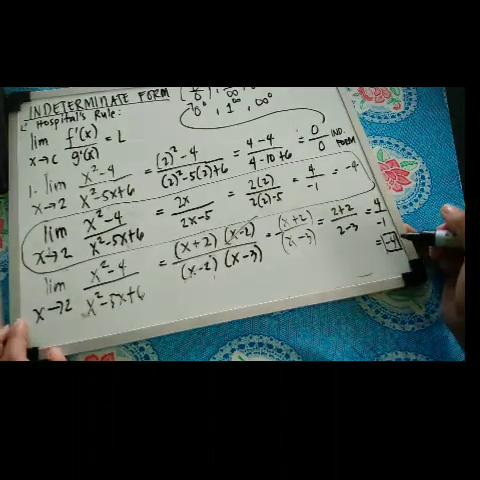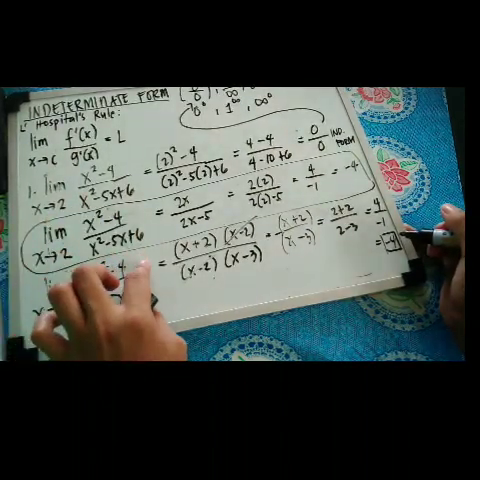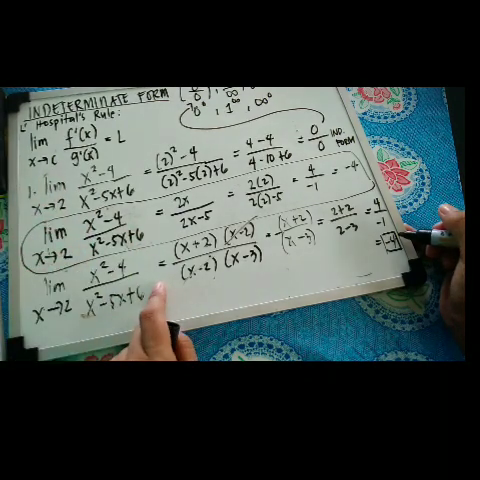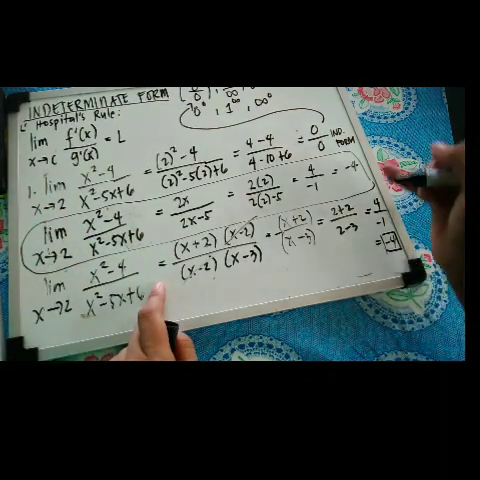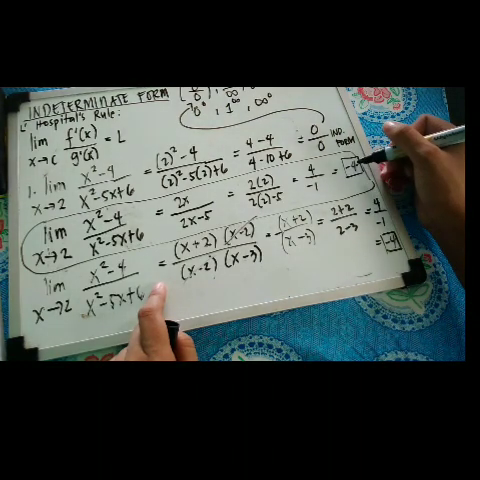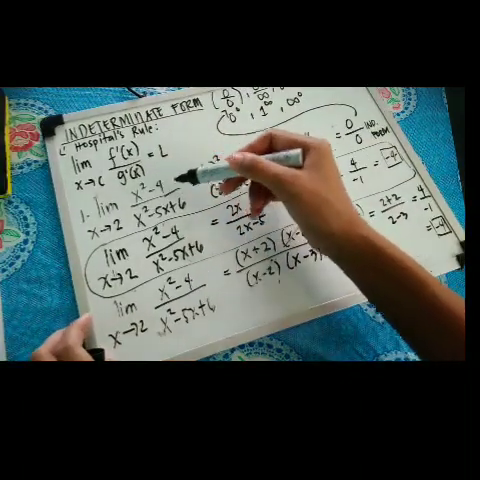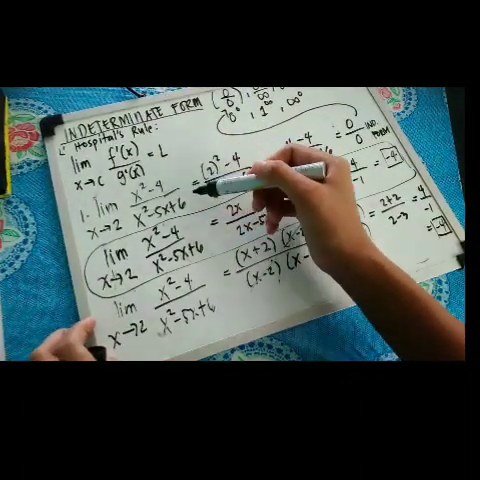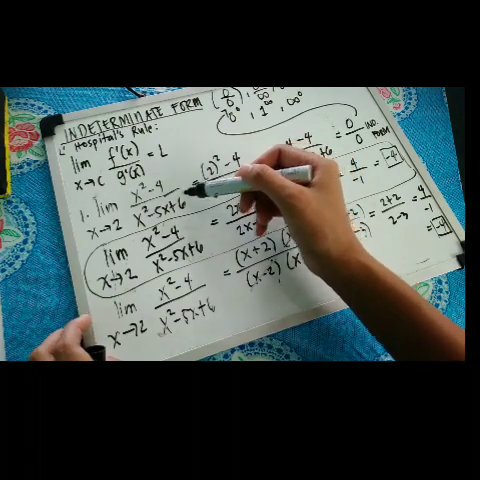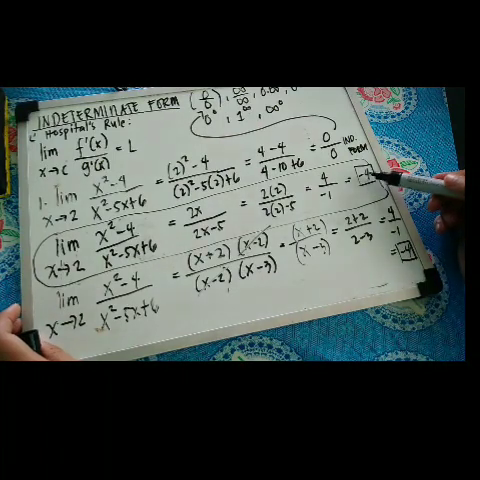As you can see, using L'Hopital's rule and using simplifying, we can determine the limits of the given problem. It is the same, negative 4 and also negative 4. So the limit of x squared minus 4 divided by x squared minus 5x plus 6 as x approaches positive 2 is equal to negative 4.